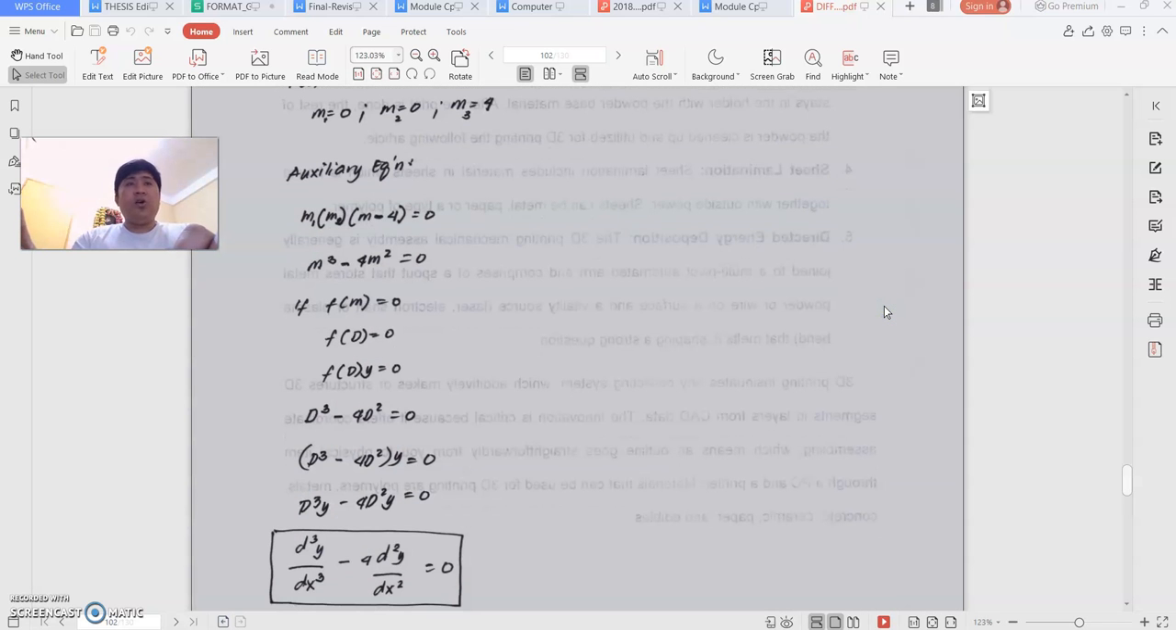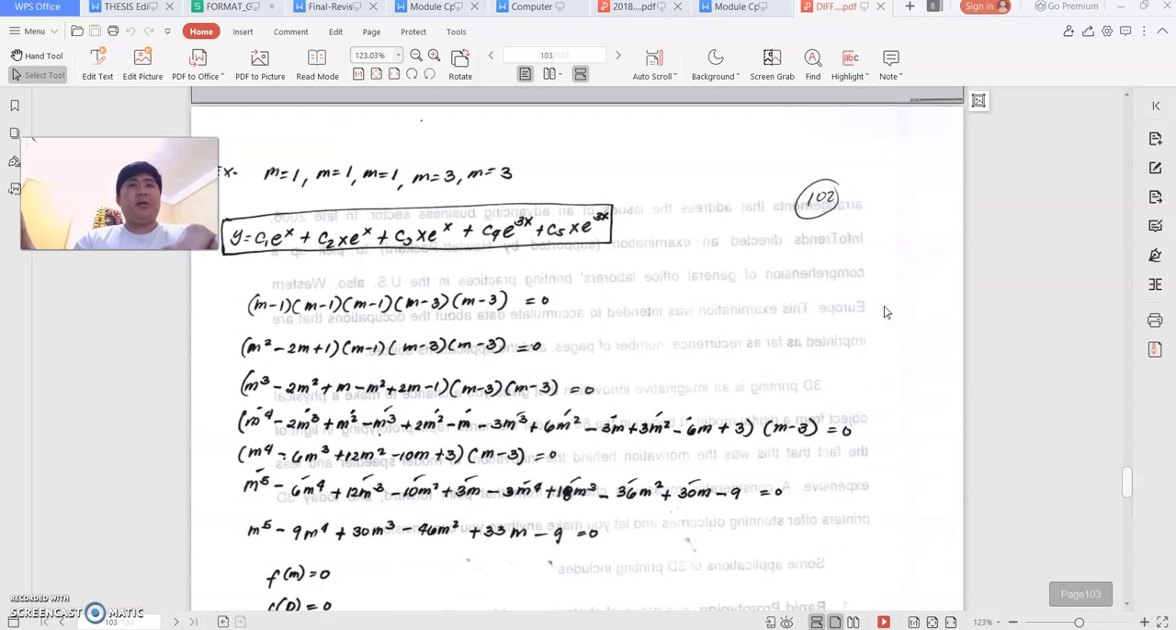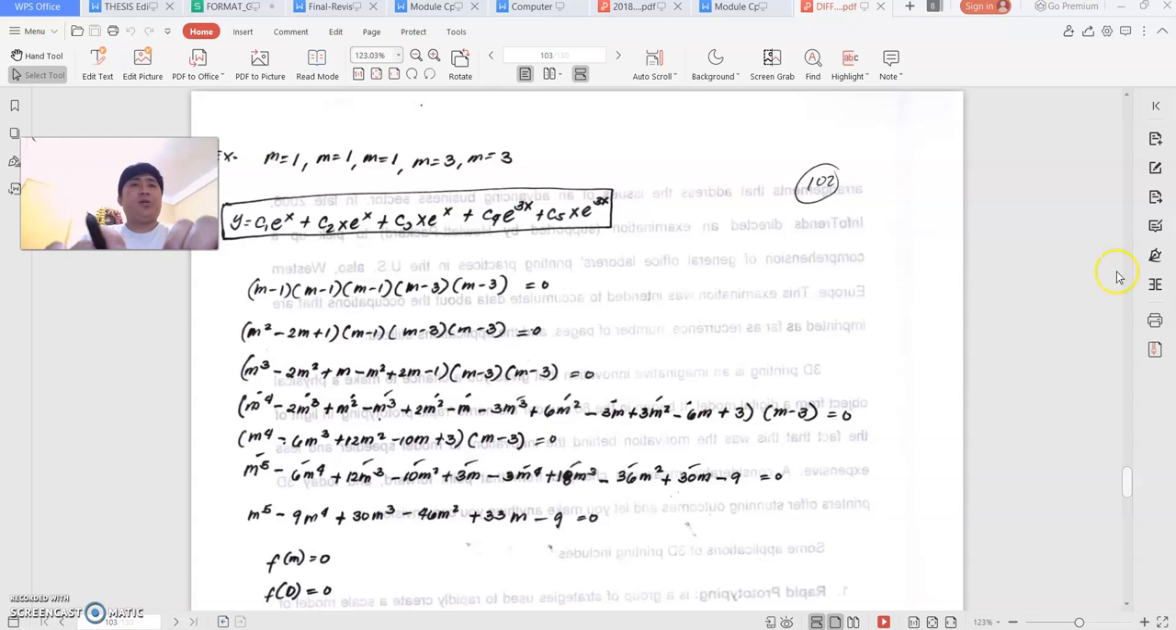So let's now go for our last example. I've already taught you how to get the general solution if you have the roots given to you. Now let's try.